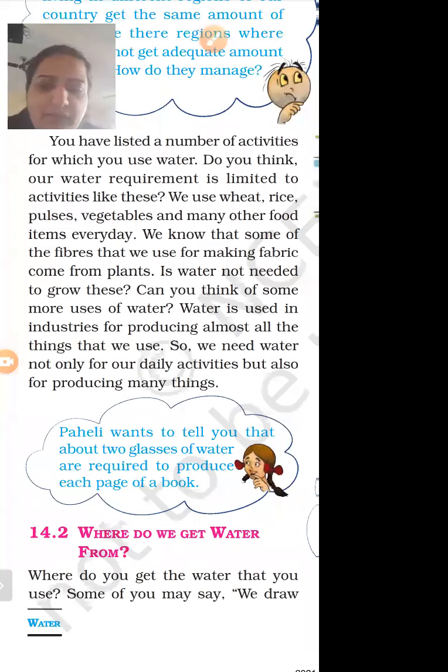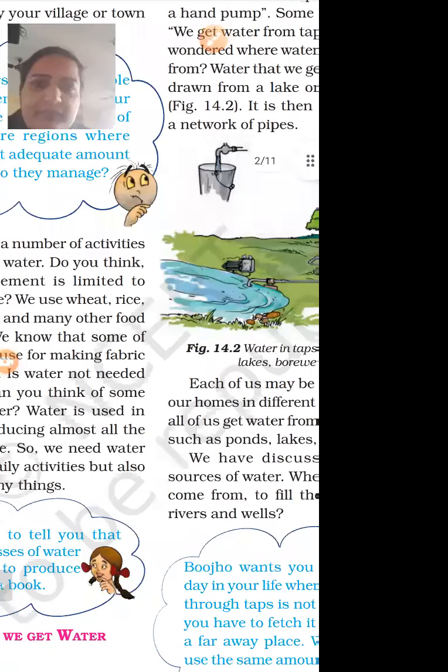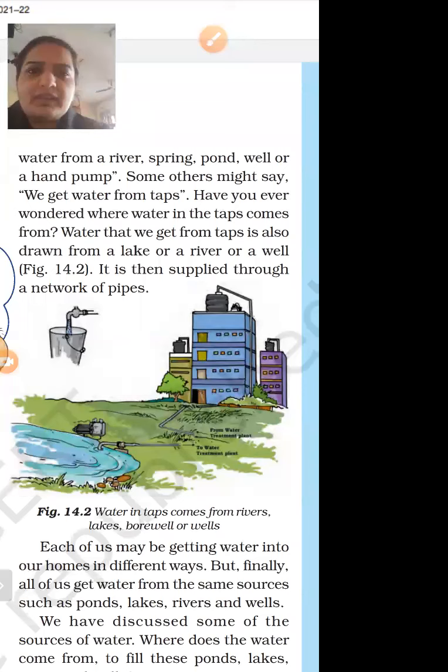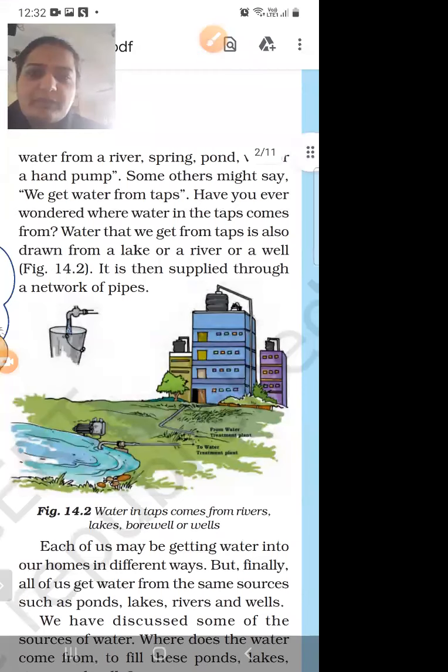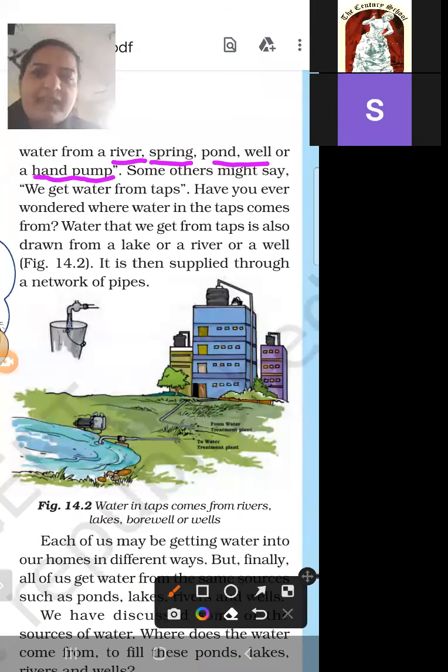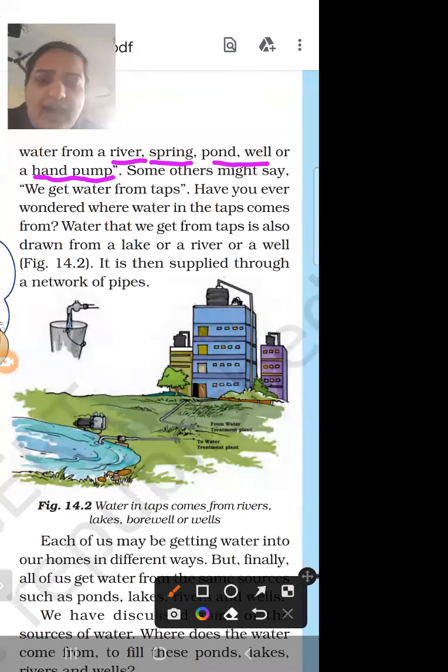Some of you may say we draw water from a river, spring, pond, well, or a hand pump. So where do we get water from? From the river, from the spring, from the pond, and from the well and hand pump. So these are sources of water.